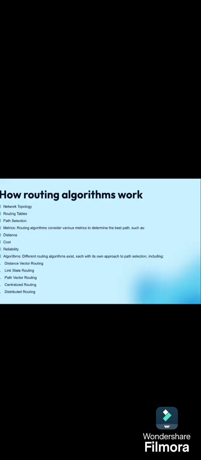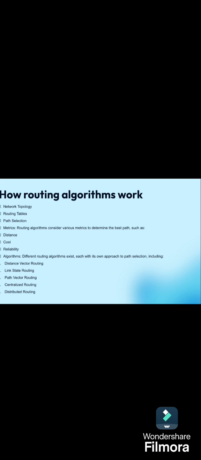Our next point is routing algorithms. Routing algorithms are essential components of networking that determine the optimal path for data packets to travel across a network. These algorithms are used in various types of networks such as computer networks, telecommunication systems, and sensor networks. Some common routing algorithms are distance vector routing, link state routing, path vector routing, flooding, and random routing. This image shows how a routing algorithm works.